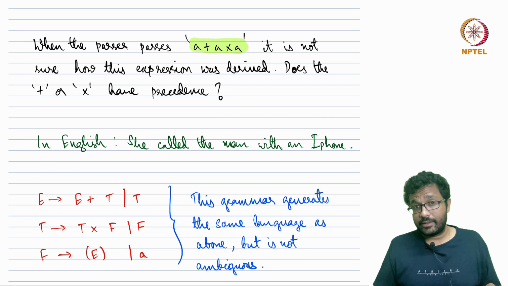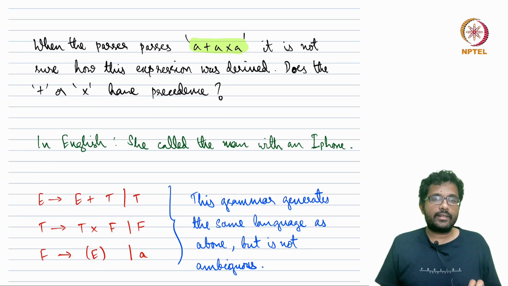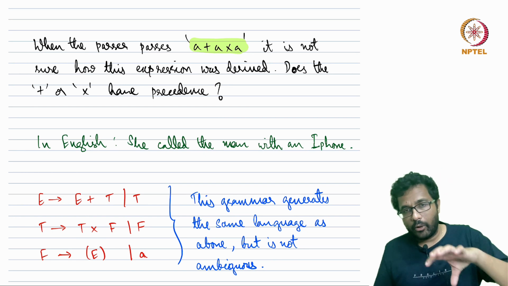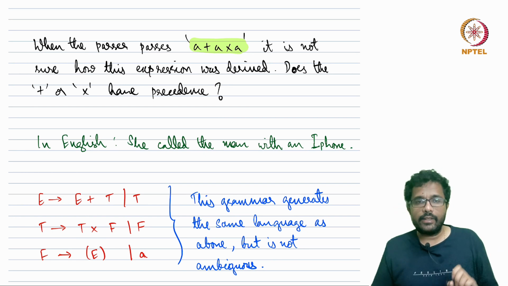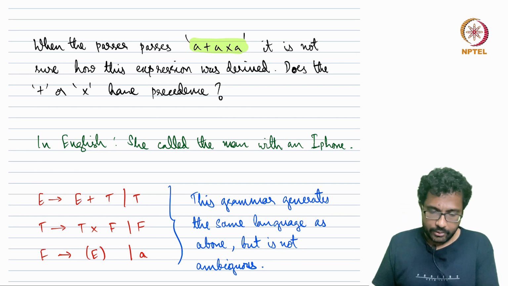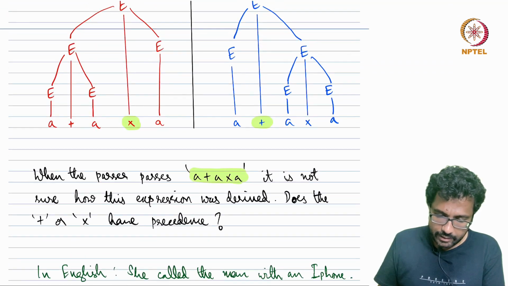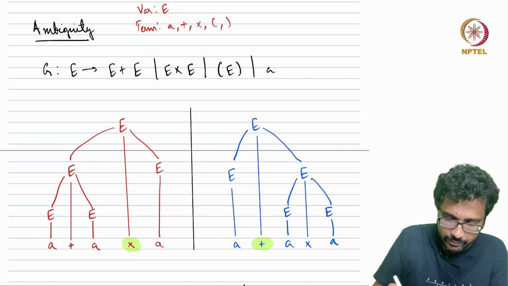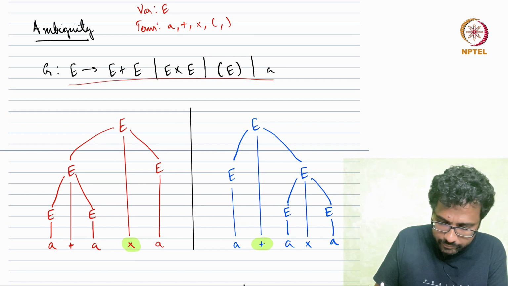In some cases, not in all cases, we can actually take the grammar and modify it to get rid of the ambiguity. So for instance, the grammar that is written here, the one at the top, right? I am talking about this underlined grammar.